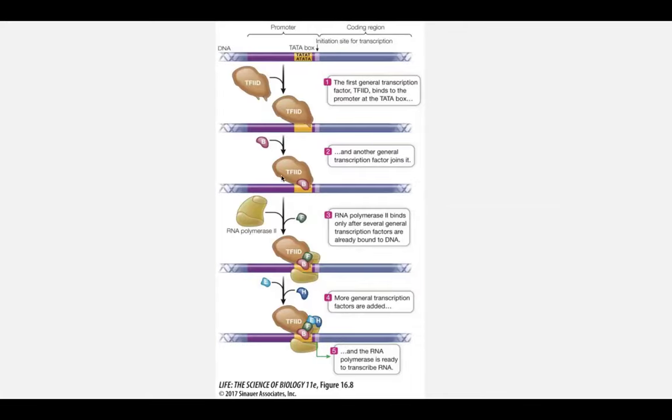So TFIID binds to the TATA box, and once it does, another general transcription factor binds to it. Then more and more transcription factors bind to TFIID and that TATA box region. Finally, once all of these are added, RNA polymerase II binds, and now it's finally ready to transcribe RNA. So even within that promoter region, you still need TFIID and then more transcription factors to bind to the TATA box of the promoter region to allow RNA polymerase II to come in and then transcribe your RNA.